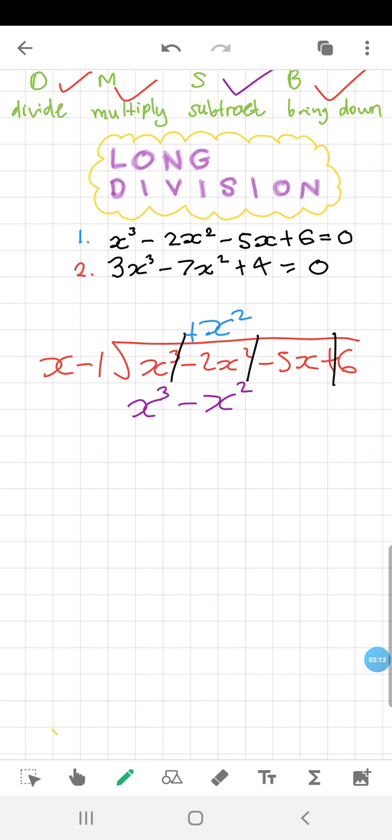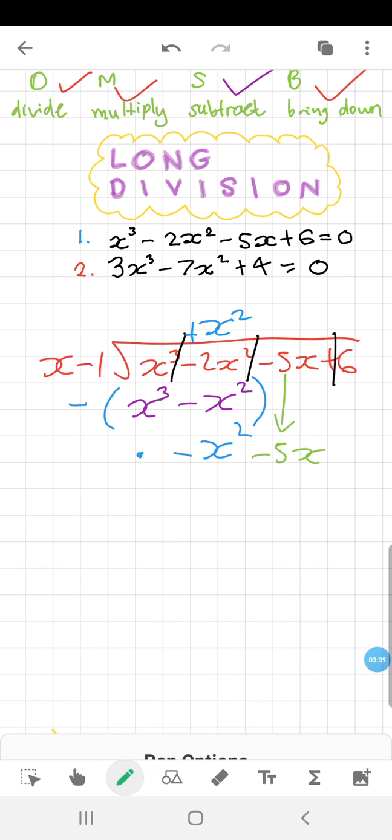Next step, according to daddy, mommy, sister, brother, will be subtract. S for subtract. I write it in brackets to remind myself that I'm subtracting both terms. So x cubed minus x cubed is 0. Minus 2x squared minus minus x squared is just minus x squared. Then the next step is to bring down. So you bring down the minus 5x. And the whole process repeats itself again.